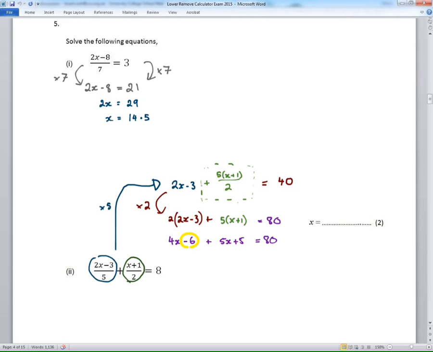Maybe you should really pause the video if you haven't already. Try it yourself and then check the answer. So combining the like terms, minus 6 plus 5 leaves you with minus 1. 4x and 5x leaves you with 9x. Now we're going to add 1 to both sides, and finally divide both sides by 9, leaving you with x equals 9.